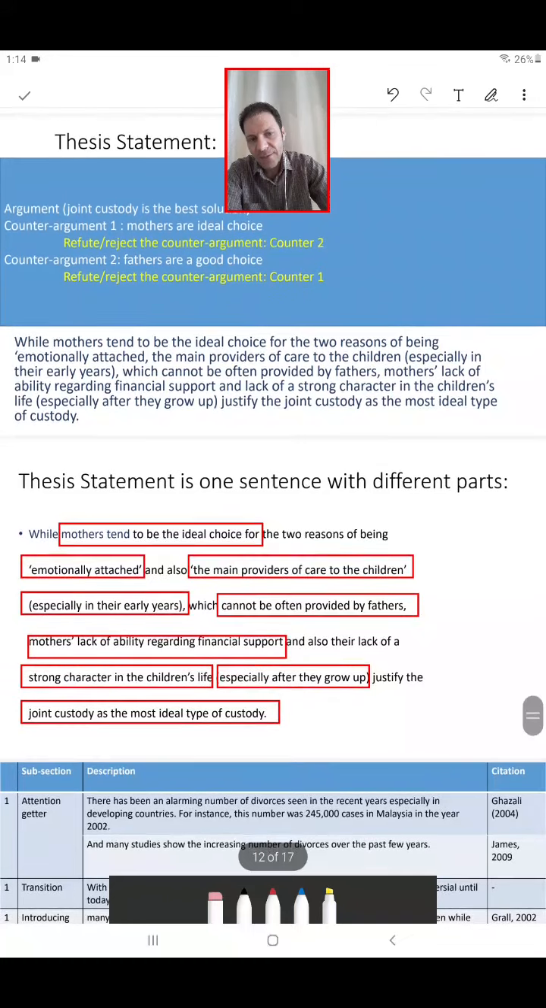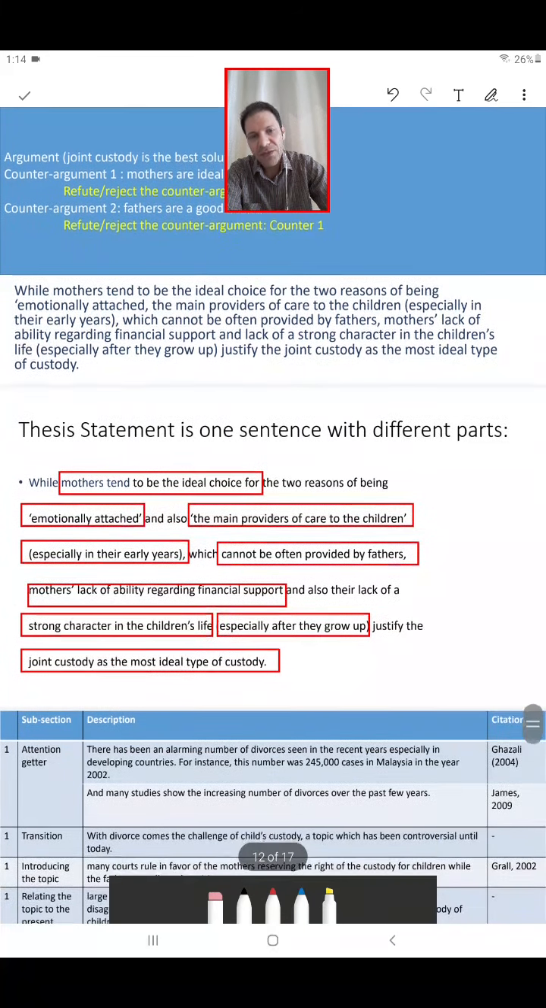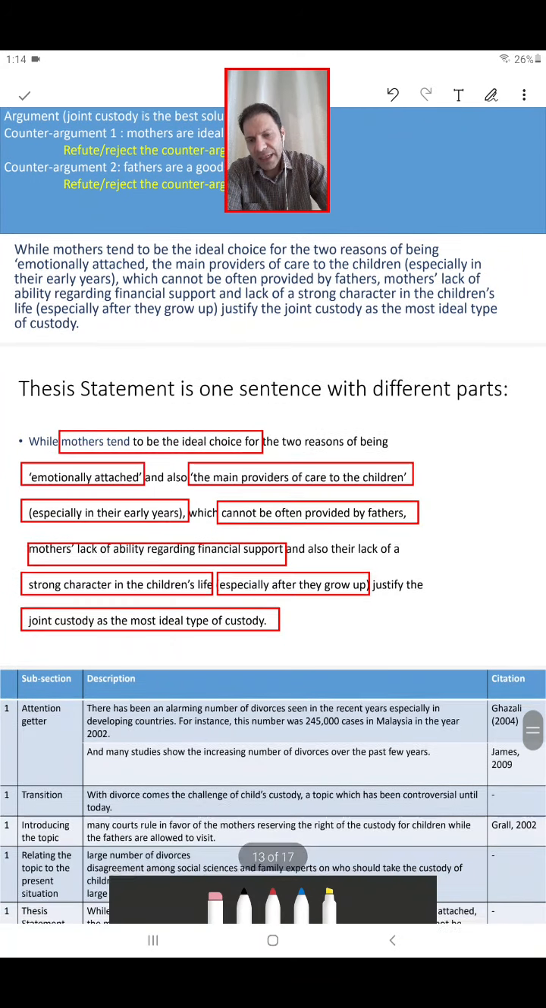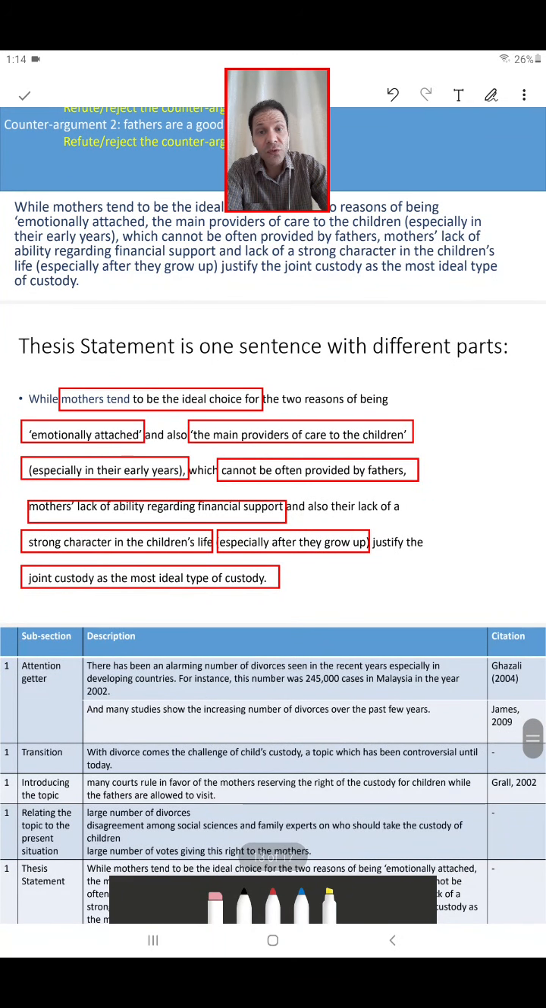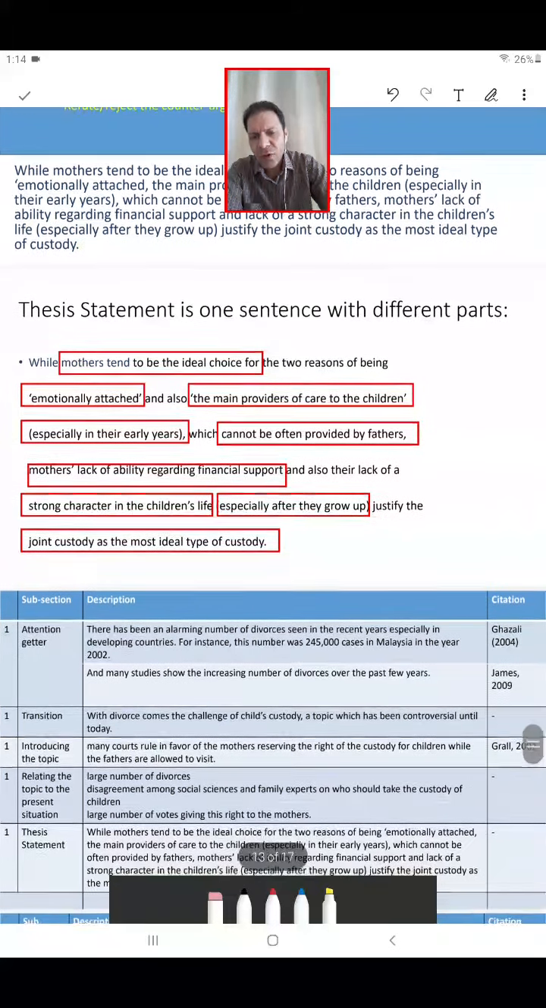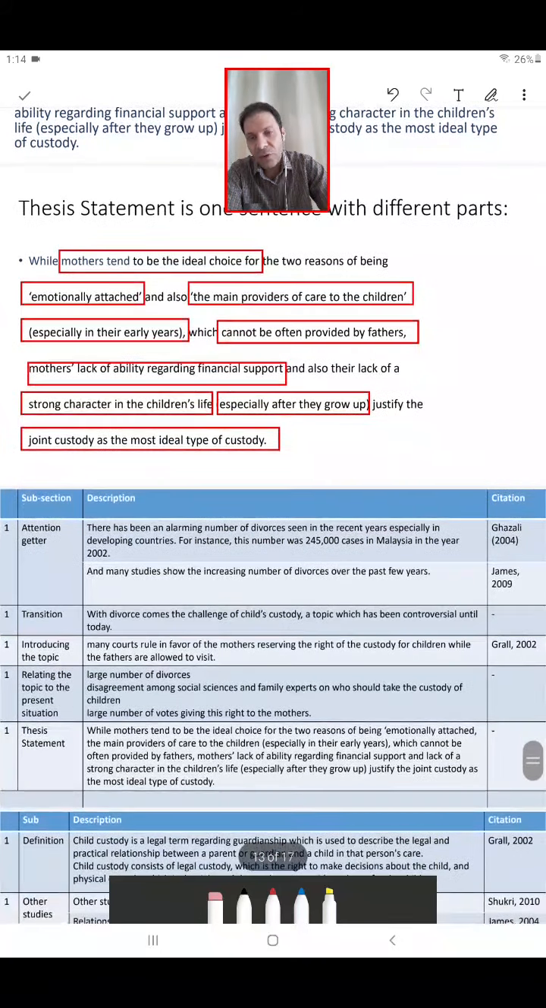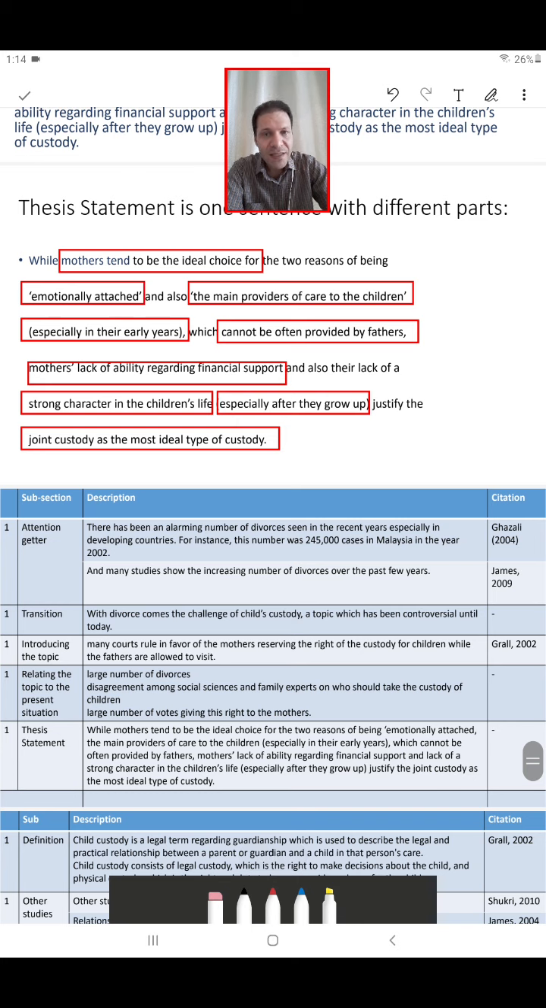Here you can see that the thesis statement is one sentence with different parts. Okay, now everybody, what do you do in the outline? What do you write in the outline? Of course, you can write the outline in the form of a table, like this one, or you can write the outline in the form of paragraphs or bullets. Actually, it doesn't matter, as long as you give all the information.